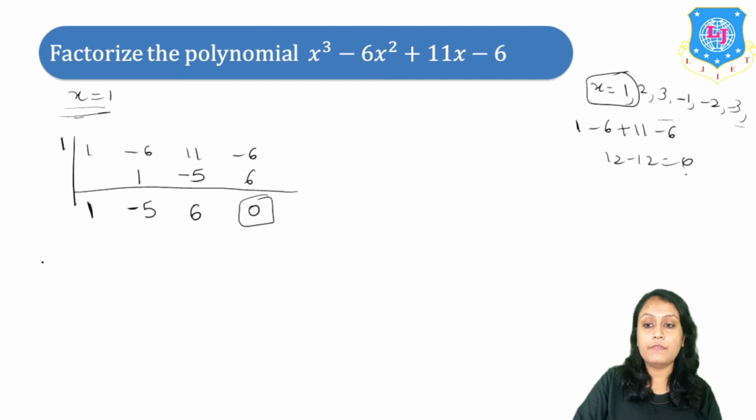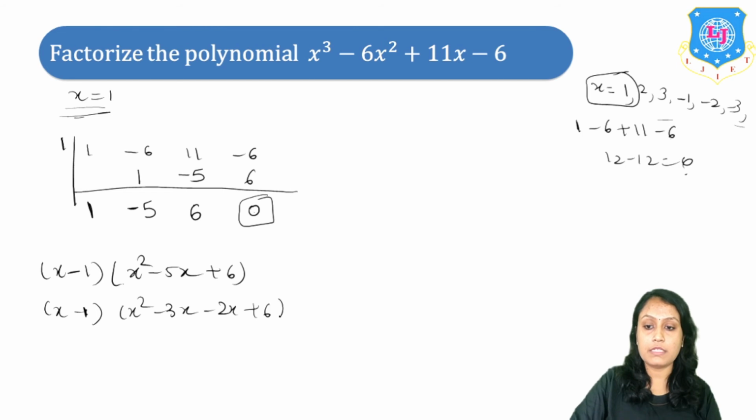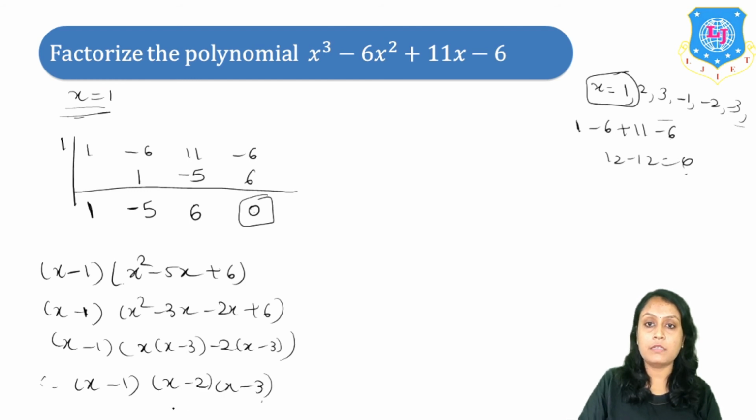Okay, now we will write it like this. Here we have x is equal to 1 as a root, so we will write x minus 1, and from these three terms we will write x square minus 5x plus 6. Okay, now we'll simplify this further. Minus 3 into minus 2 gives the roots like this. So this is x square minus 3x minus 2x plus 6. Simplify further. So this is x minus 3, x minus 2 over here, right? Therefore, the final answer is x minus 1, x minus 2, x minus 3.